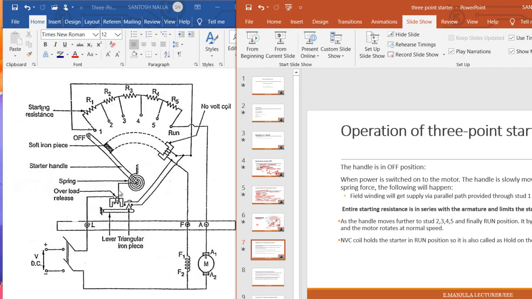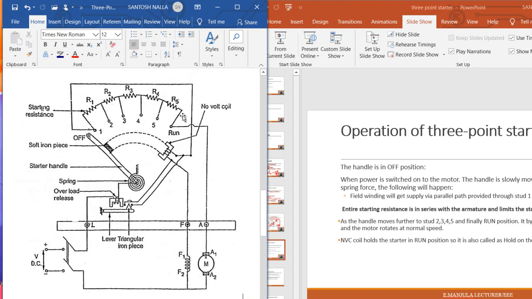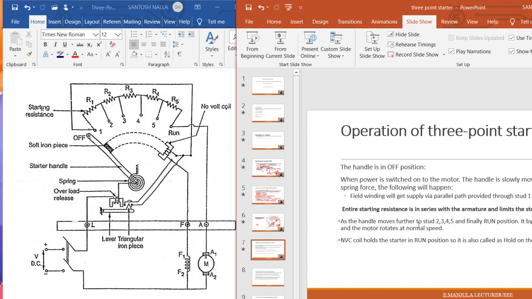So from here to here, like this. So entire starting resistance is in series with the armature and limits the starting current. Here all these resistances are in series with the armature winding. As the handle moves further to stud 2, 3, 4, 5 and finally run position, it bypasses the starting resistance and the motor rotates at a normal speed.